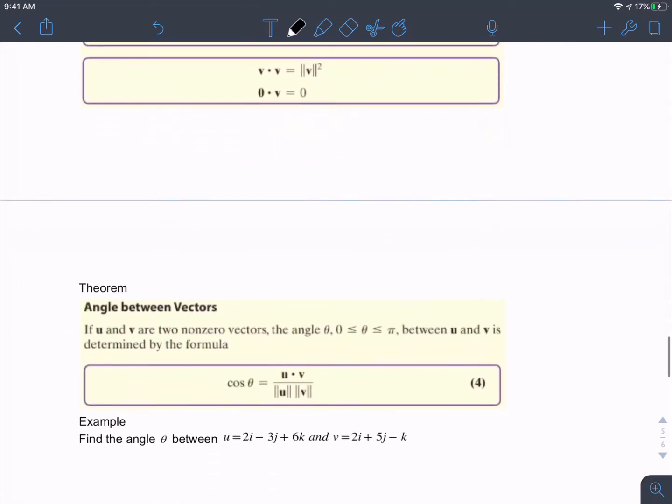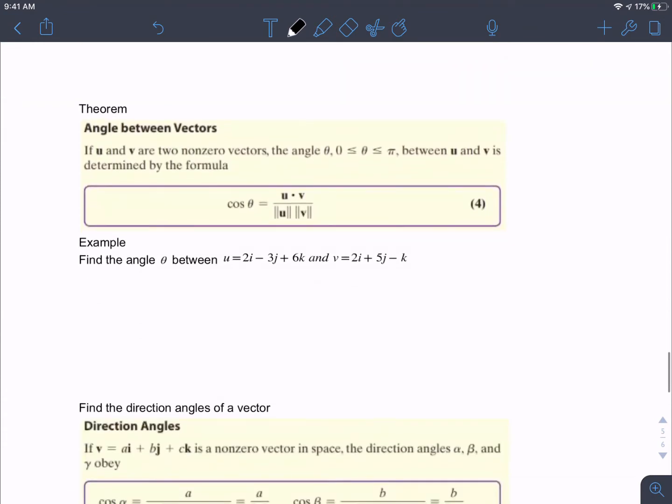All right, here is how to find angles between two vectors. To do this, we need to take the dot product and then the magnitude of each of the vectors that we have. So first in this example, I'm going to take the dot product of u times v. And so that's going to be 2 times 2 plus a negative 3 times 5 plus 6 times a negative 1, which is going to give me a negative 17.